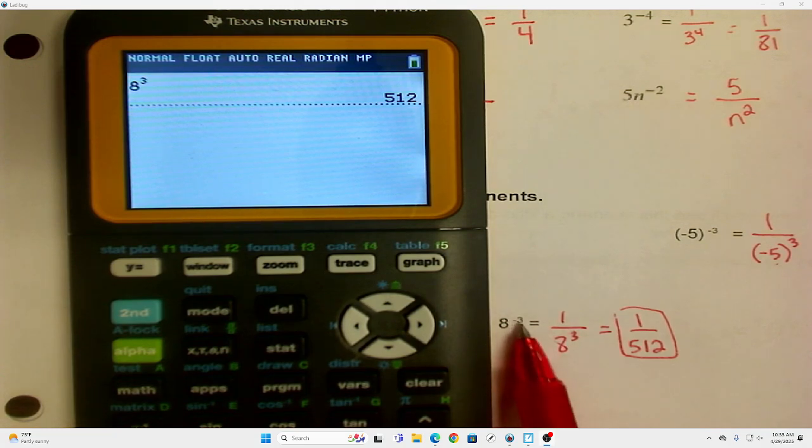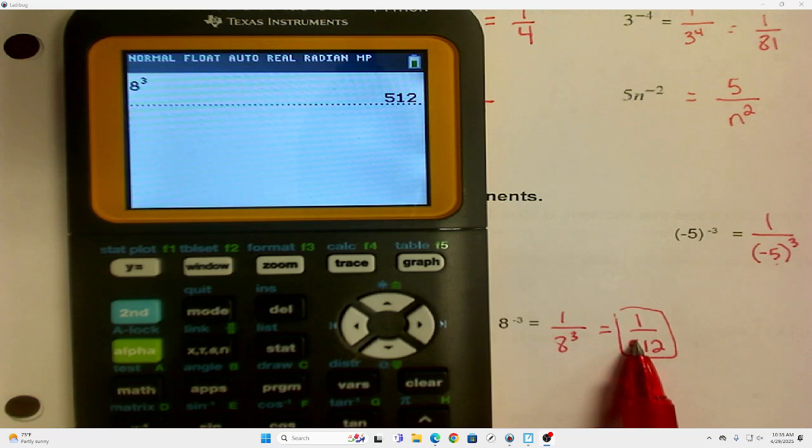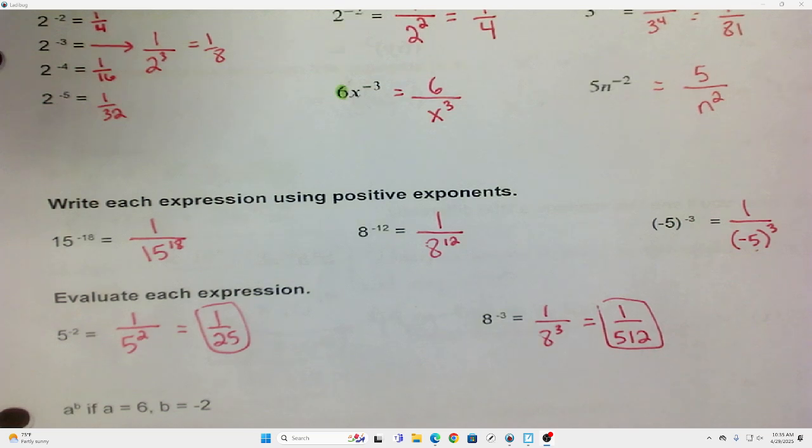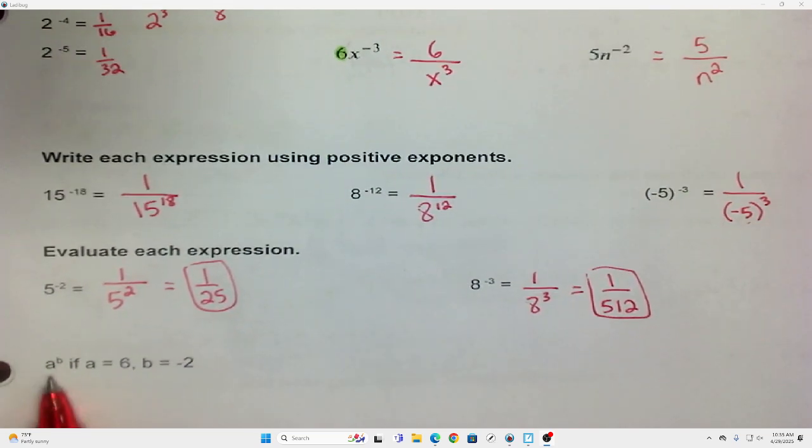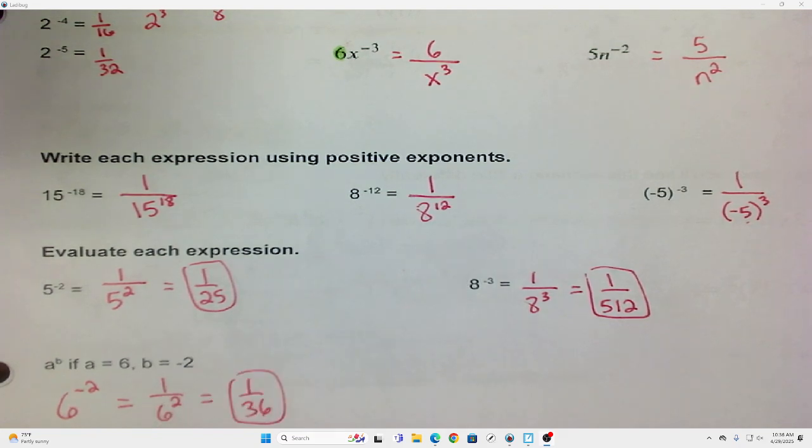So these negative exponents, they do not mean that it's a negative number. It just really means that it's a small number. And then this last one, hey, look, evaluate. We have variables here. What if they tell us what the variables are? So plug them in. It would become 6 to the negative second power. Make it into a positive exponent by putting it below. And just work through what 6 to the second power is, 36, so 1 over 36.